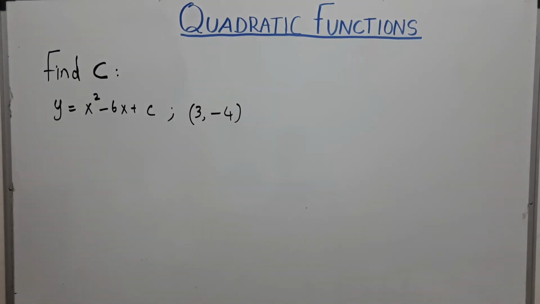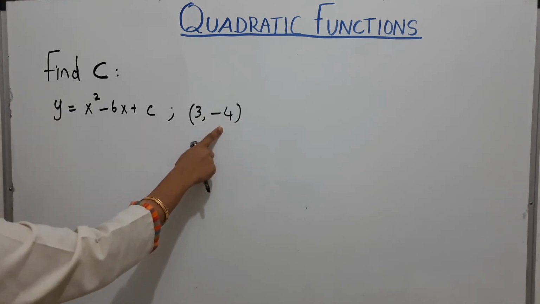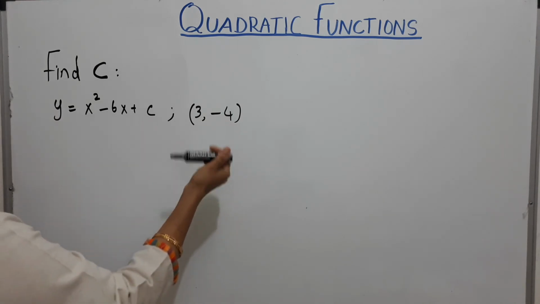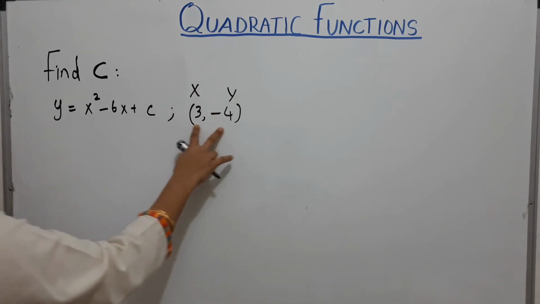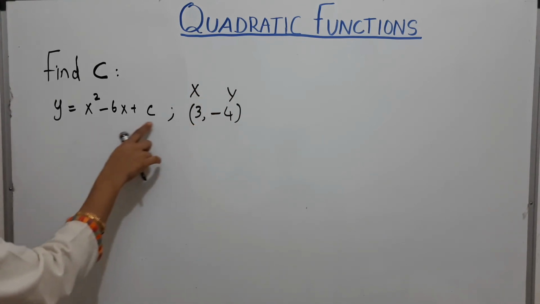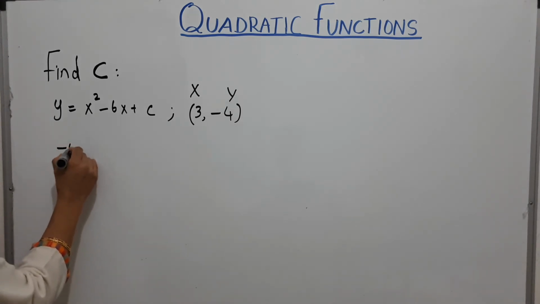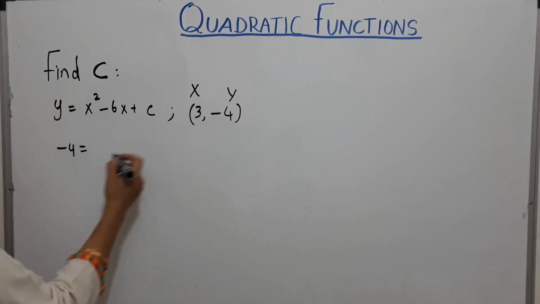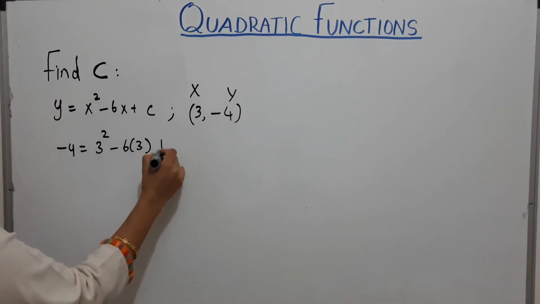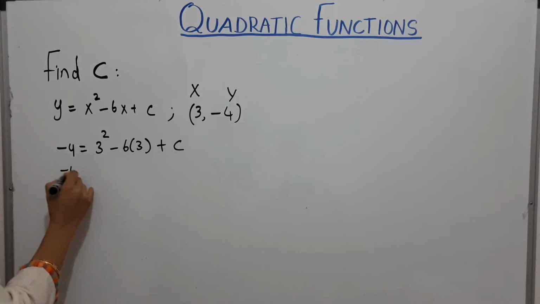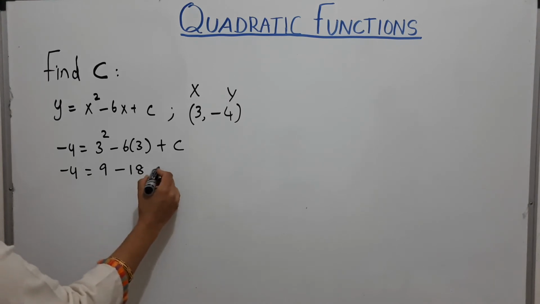So in this question, we have to find the value of c, which is the constant term. And the vertex is given. Vertex means this has an x and y value, right? This is x and then y. Now you are going to substitute these values in this equation to find the value of c. So y is negative 4, that is equal to, x is 3, so 3 squared minus 6 times 3 plus c. So minus 4 is equal to 9 minus 18 plus c.